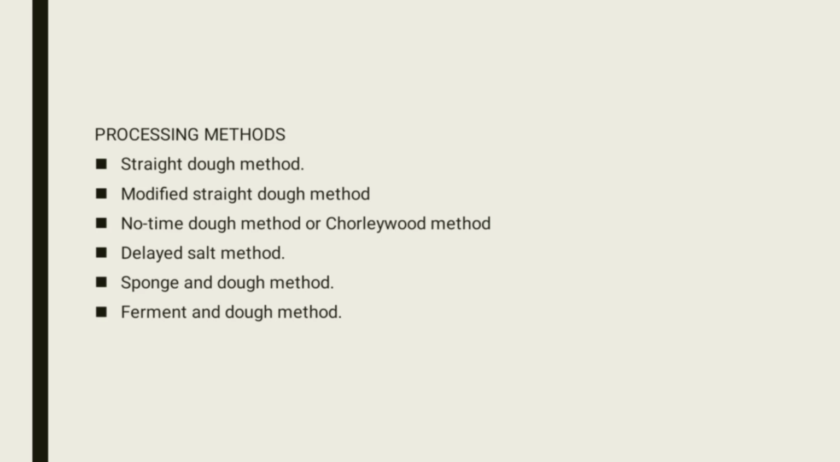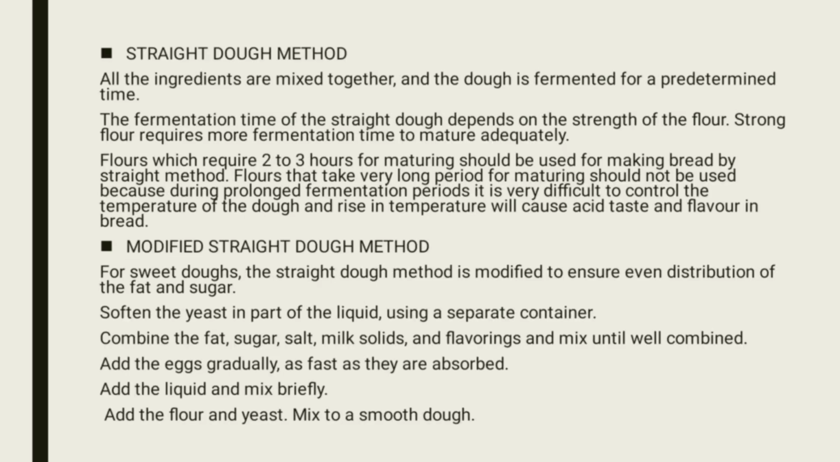Processing methods of bread. There are various processing methods. They are straight dough method, modified straight dough method, no dough time method, delayed salt method, sponge and dough method, ferment and dough method. Straight dough method. All ingredients are put together and the dough is fermented for a long time.